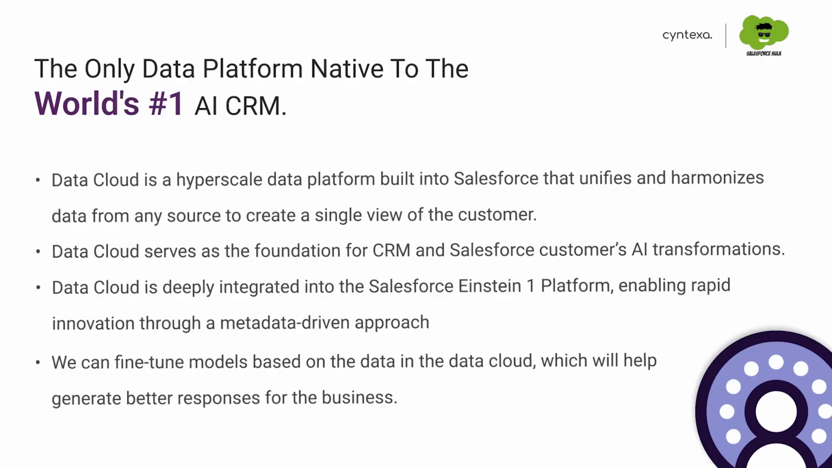Moving on, the only data platform native to the world's number one CRM. So we are talking about Data Cloud. Data Cloud is the key thing which is going to be used, and it allows you to bring in data from all those different places, put it in a way where it can be utilized, and leverage it for your different business needs. It's going to help a lot when it comes to AI agents. Data Cloud is basically a single source of truth for everything that your business needs. Yes, you can configure it.